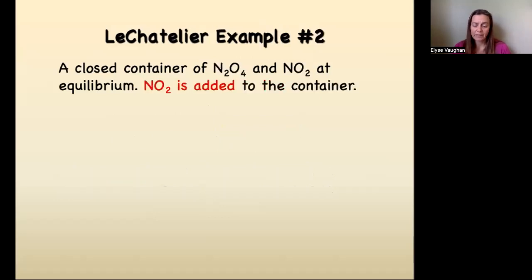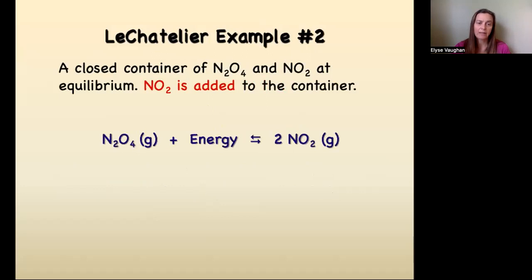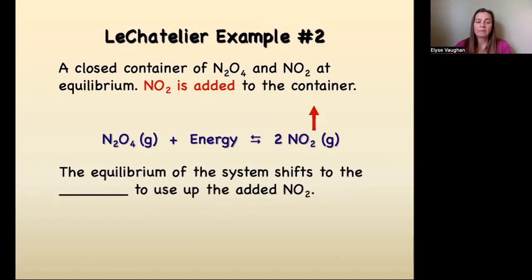So let's look at another example, one where we're changing concentration. So if we have a closed container of dinitrogen tetroxide and nitrogen dioxide, and it's at equilibrium, and we add some nitrogen dioxide to the container. Now, if we think about our equilibrium constant, we have just increased the number in the numerator. In order for us to come back to a constant, we have to decrease the number in the numerator and increase the number in the denominator. And that means that our system is going to shift to the left to use up that added nitrogen dioxide.